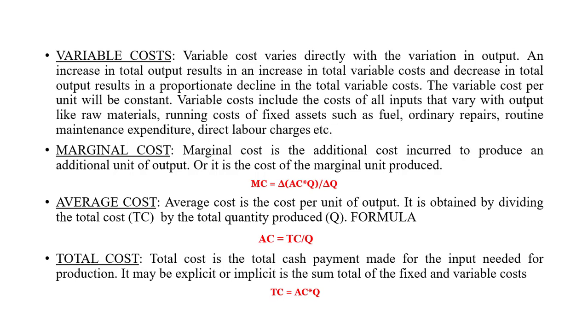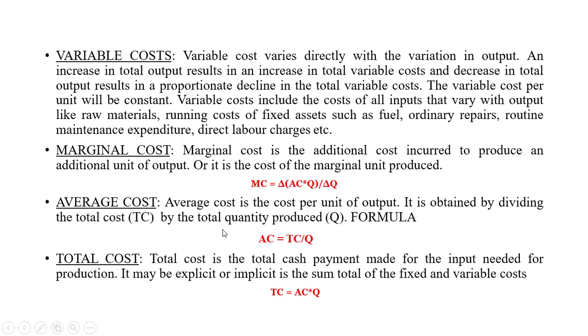Now suppose that instead of 10 pieces you want to produce 1 additional unit, that is 11. If you want to make 11 instead of 10, then how much cost will be required to produce that 1 unit of shirt? That is called marginal cost. Additional cost incurred to produce an additional unit of output. To produce only that 11th shirt, how much cost will you bear? That is called marginal cost.